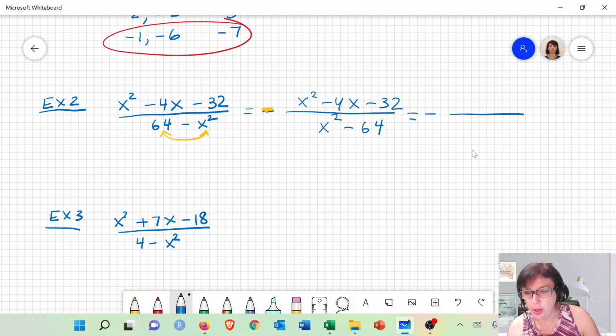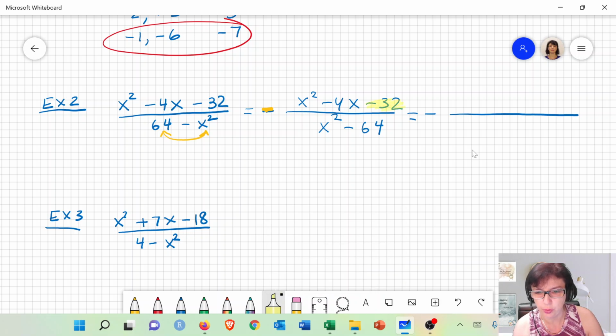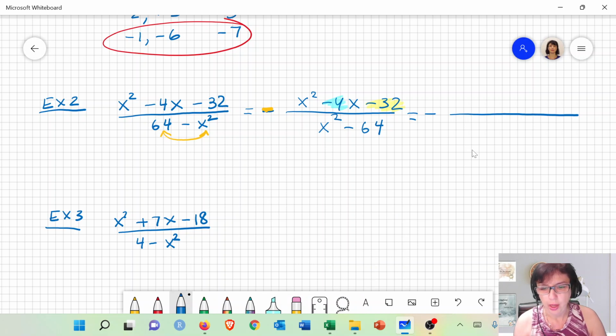So let's go ahead and factor. On the top, you want two numbers that multiply to -32, and they should add to -4. Okay, so I should go ahead and think about it right from the start. One of the things that I've got to know is that it has to cancel with the bottom. The bottom is actually easier to factor. Notice that this is a difference of squares. So by now you should know that that's just x minus 8 multiplied by x plus 8.